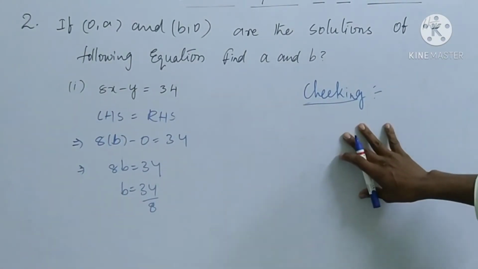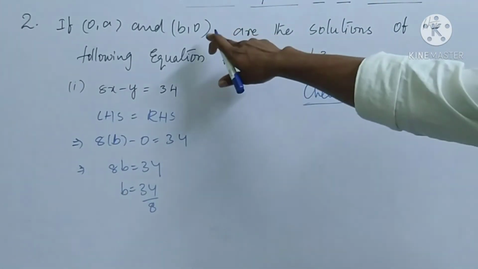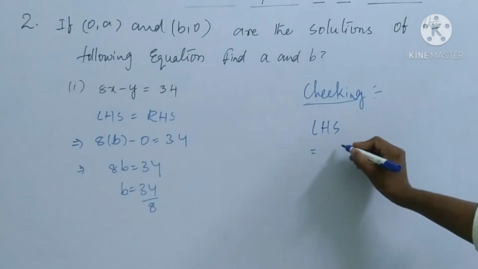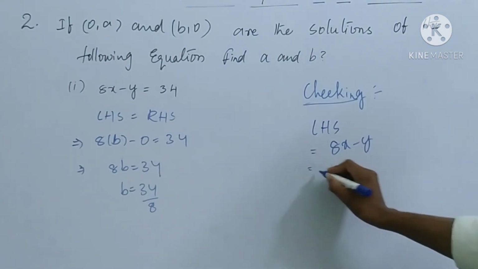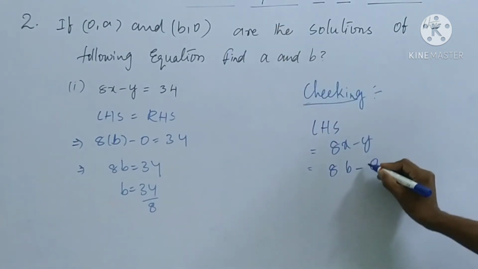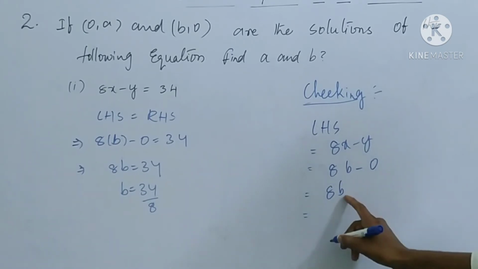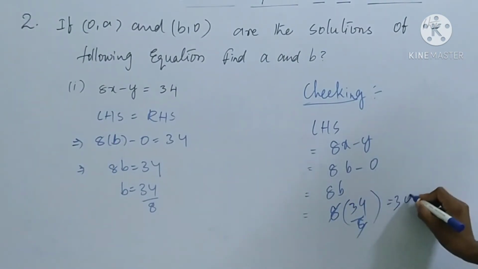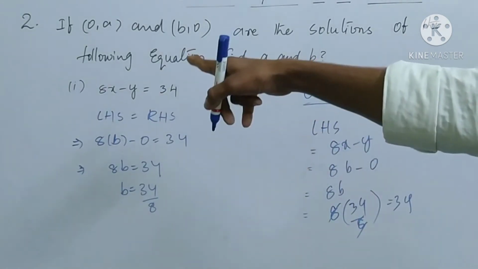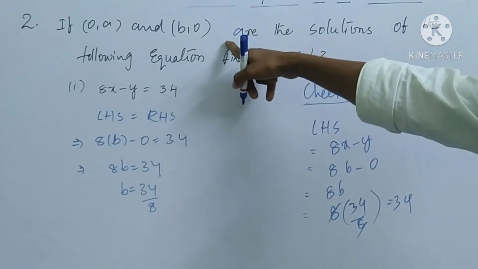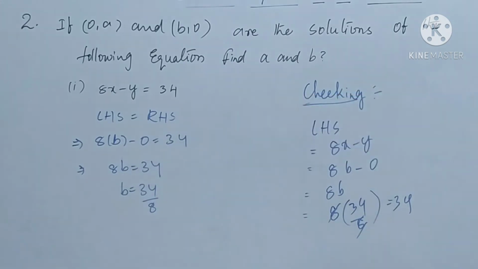Next, checking. Here (b, 0) is a solution, so take the LHS of the equation, which is 8x minus y. Here (b, 0): 8 into b minus 0 is equal to 8b. What is the value of b? 8 into b is equal to 34 by 8. So the result is 34. The given result satisfies the equation when b is equal to 34 by 8. Here (b, 0) is a solution of the given equation.